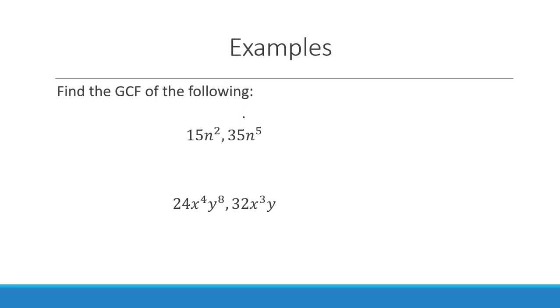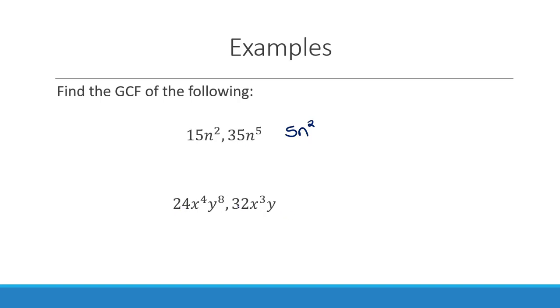So let's put all this together. Find the GCF of the following. What's the highest number that will go into 15 and 35? That's going to be 5. And then my lowest exponent here is going to be n squared. So 5n squared is my GCF of both of these.